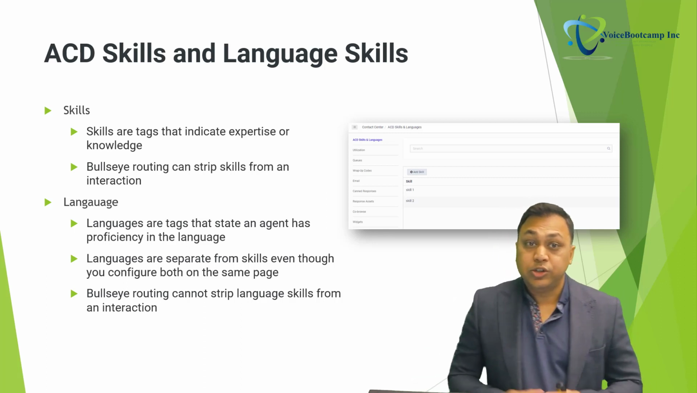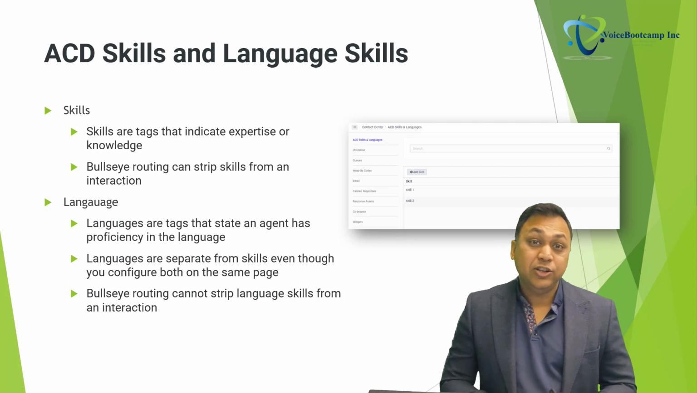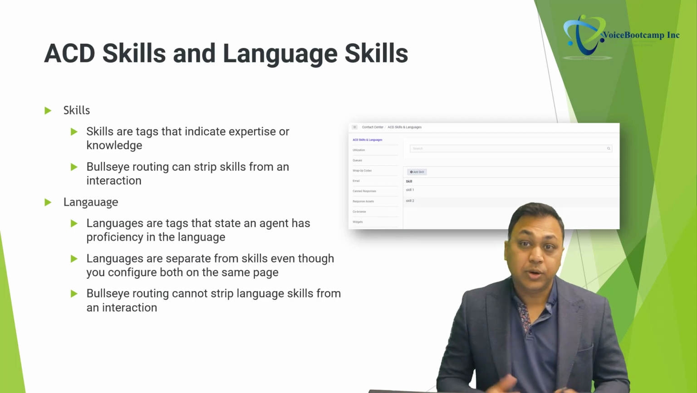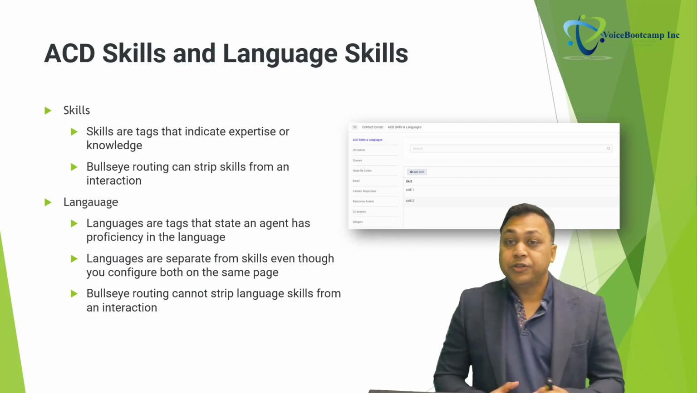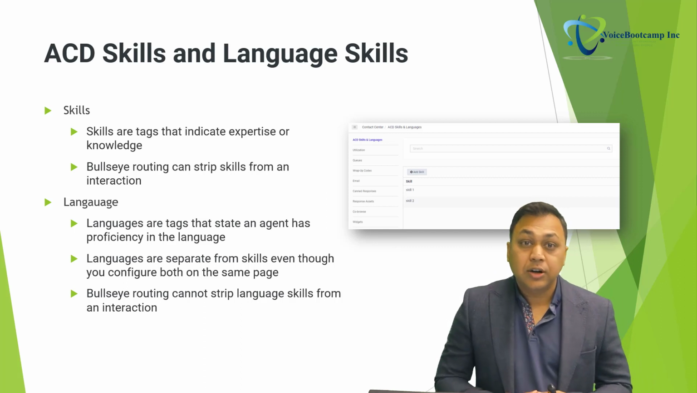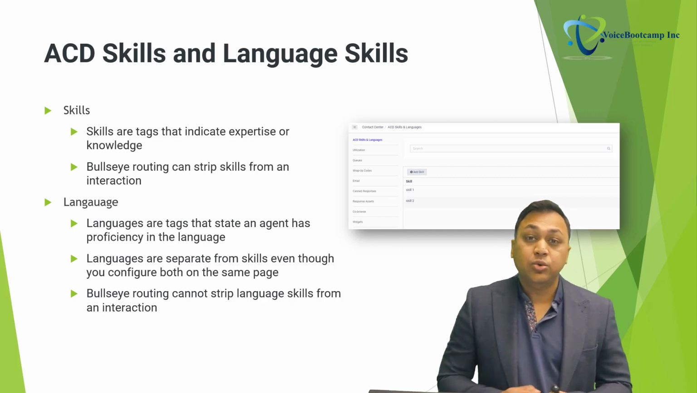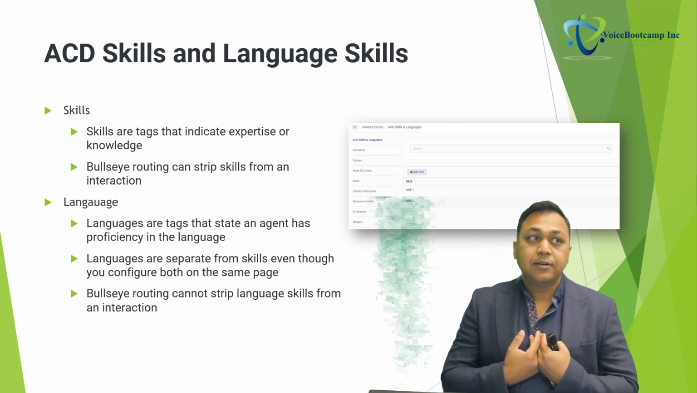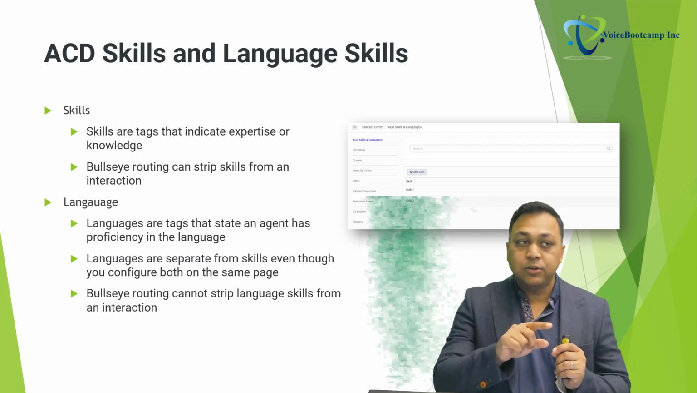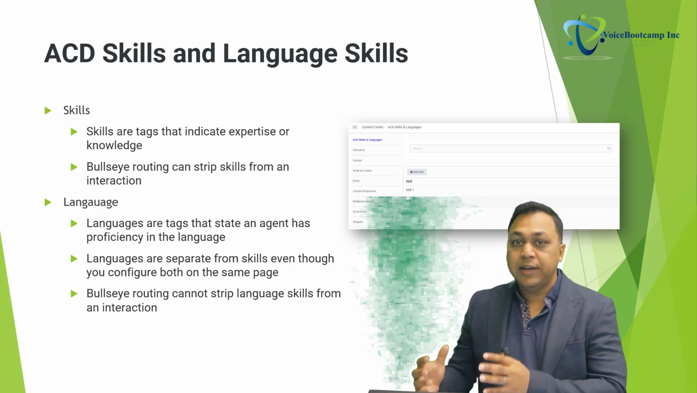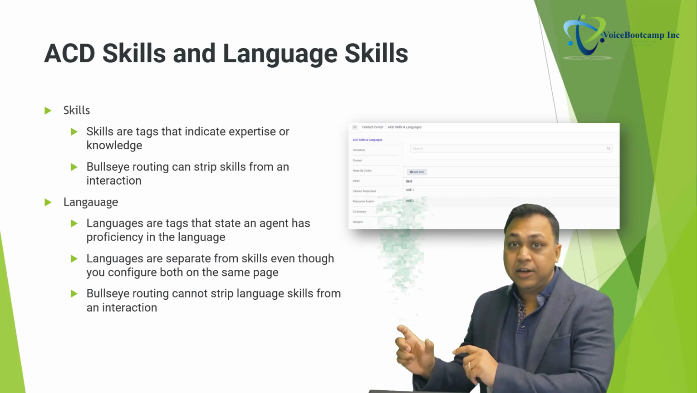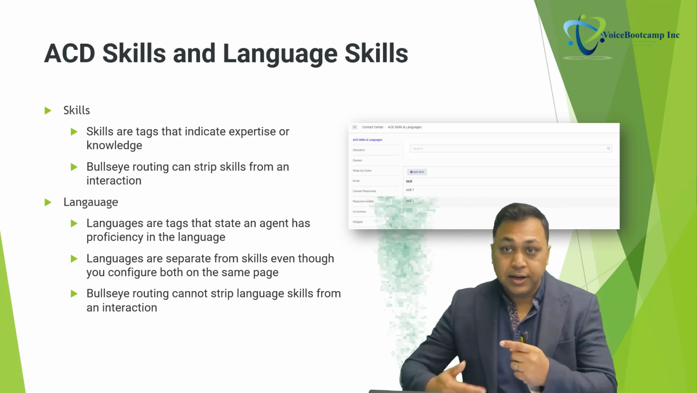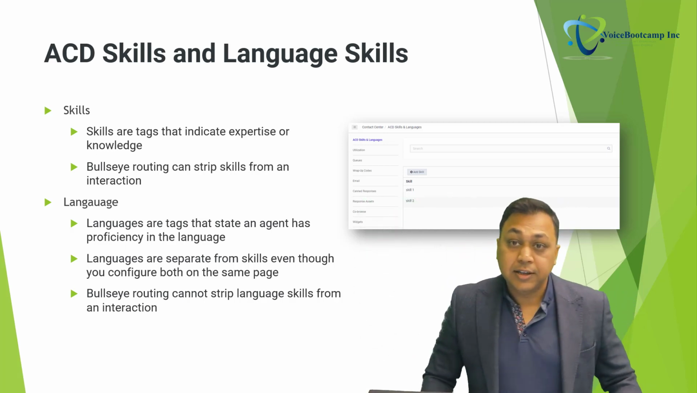Now, languages are basically tags that state the agent has proficiency in a certain language: English, French, Spanish, Chinese, whatever language you speak. When processing an incoming interaction in Genesys Cloud, ACD will only select an agent who has the language skill and any required ACD skills. So if a user has selected English as a language, it will then most likely choose all the agents who have English as a language plus all the ACD skills that are available. Then it will do the selection process that we talked about in the previous slide.